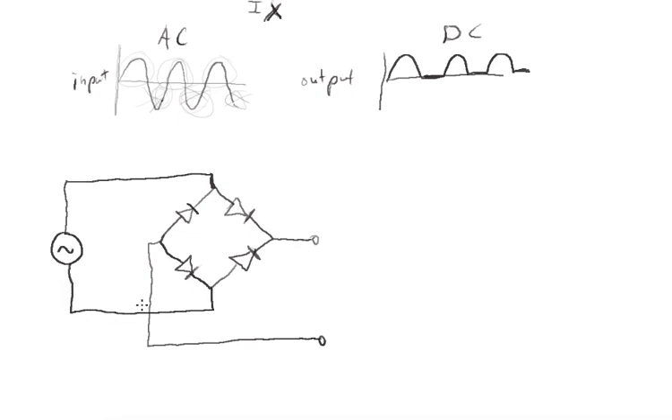Of course, these two lines are not connected. One is just going over top of the other one. This is not a short, just make sure you know that. So we have our AC source.